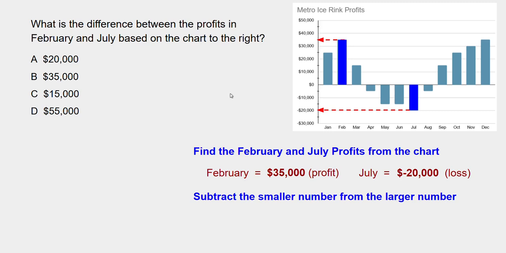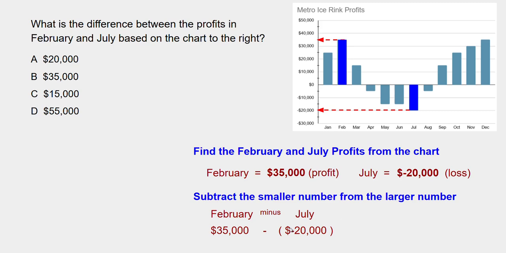So the next thing we're going to do is to subtract the smaller number from the larger number. Our larger number is February. We're going to subtract the smaller number, which is July. February minus July. February was $35,000 from above. We subtract minus $20,000. This is the key point.